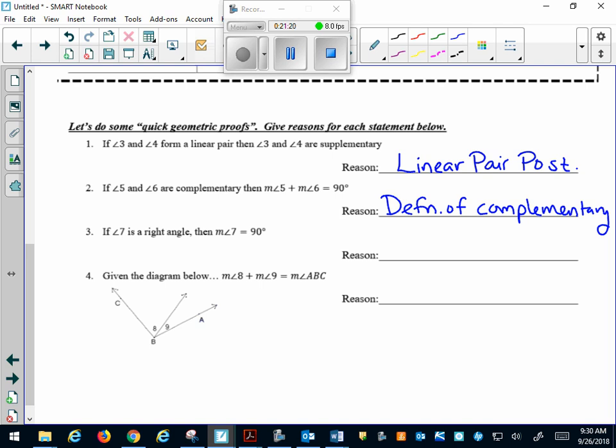So I say to you, hey, angle 7 is a right angle. And you say, oh, okay, then it must equal 90. What do you know the definition of? Yep, so definition of right angle. You know what a right angle is, so you know the definition of right angle.